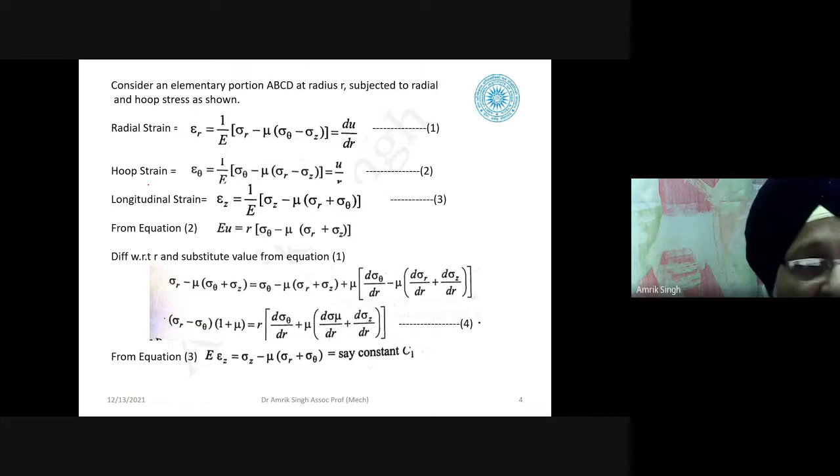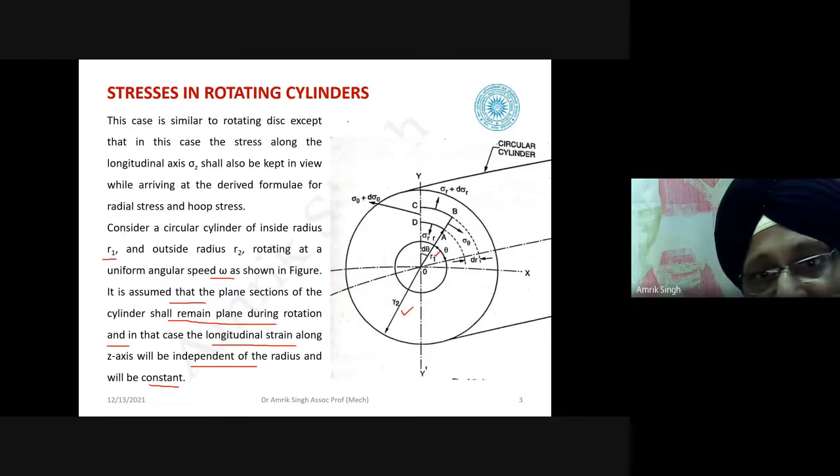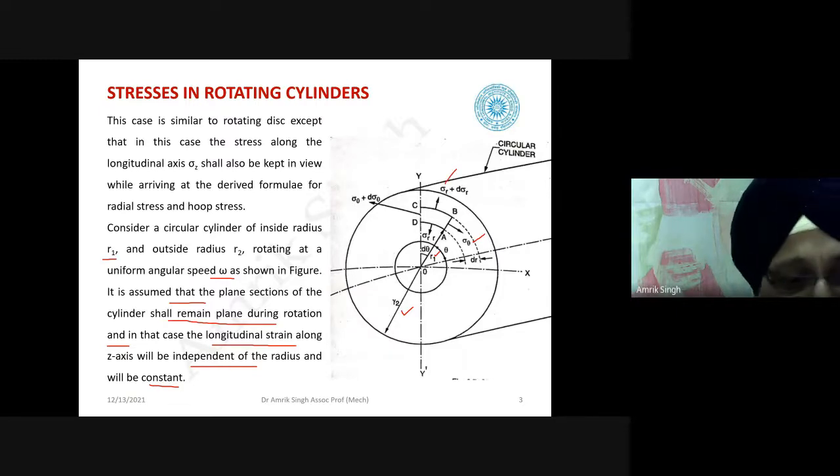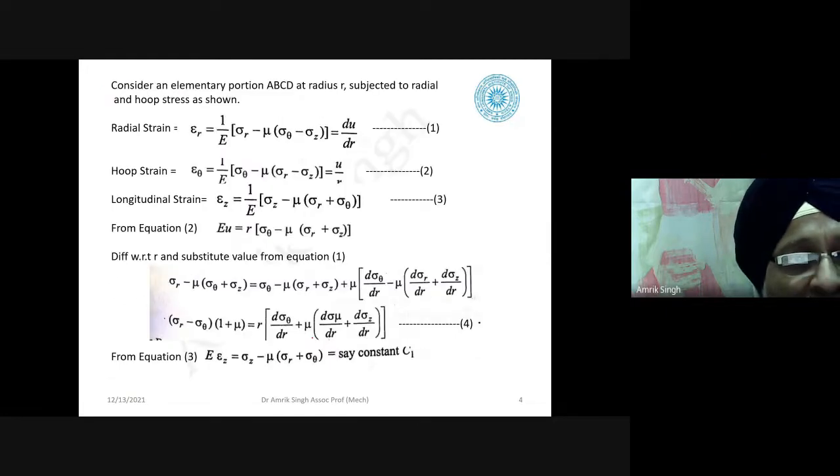So we consider an element A, B, C, D here. Sigma theta is the hoop stress or the circumferential stress, sigma R is the radial stress, and sigma Z is the axial stress. We consider a portion ABCD, which is located at distance R, and it is subjected to the radial stress and the hoop stress.